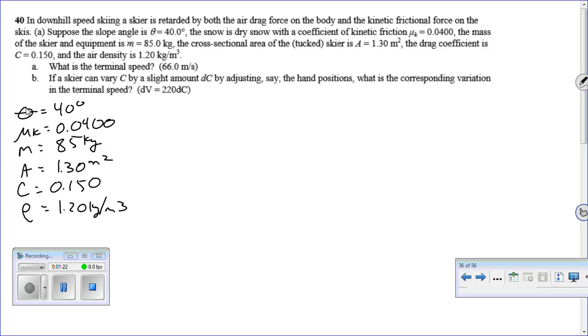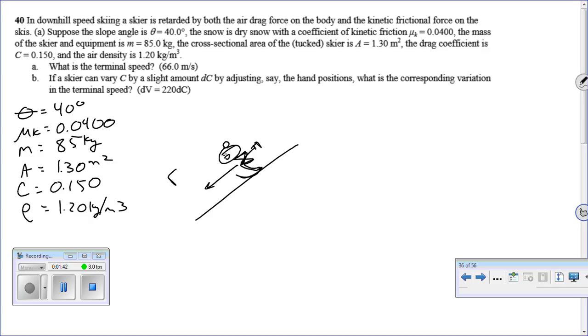So here's what I'm looking at. So we've got the skier, right? You gotta have a good drawing or it doesn't work. All right, so there's our skier. Oh, I guess we shouldn't put those because those will get in the way. All right, so what forces are there?